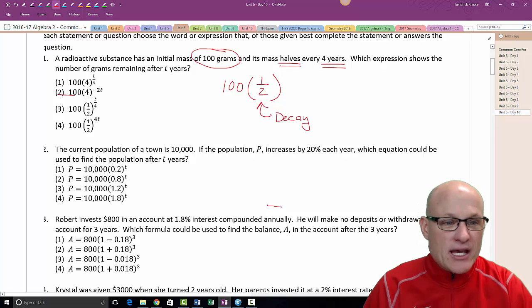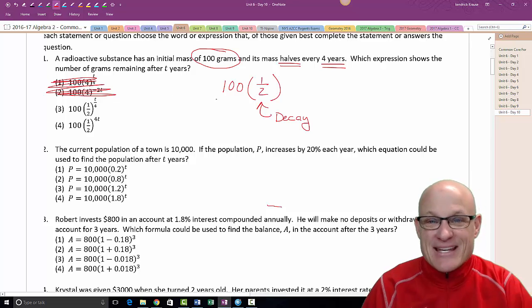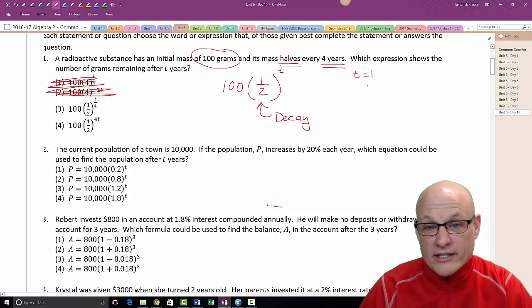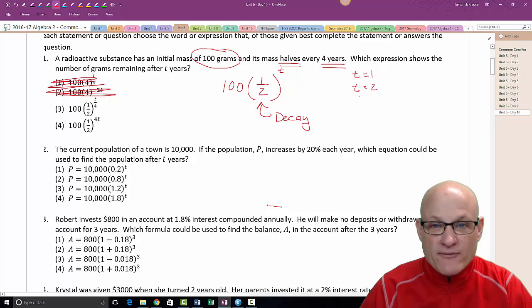So we know it can't be this one and it can't be this one. It's decaying. It's going down by half. Now it's going down by a half every 4 years. So if you just put t here, that means if t equals 1, so after 1 year, it would be at 50%. After 2 years, it would be at 25%. After so on and so forth. That's not what I want. I want it to have every 4 years.